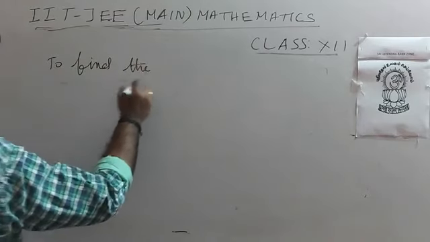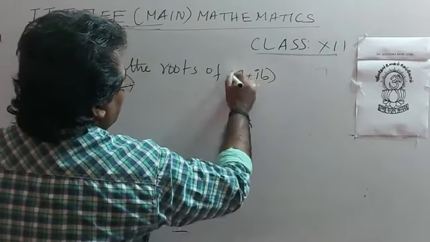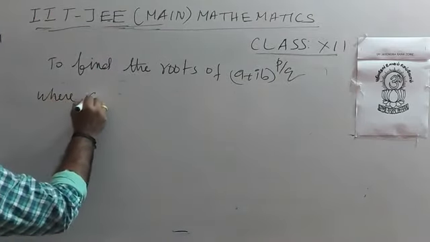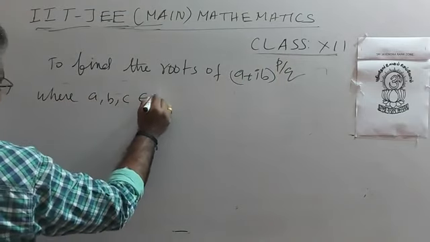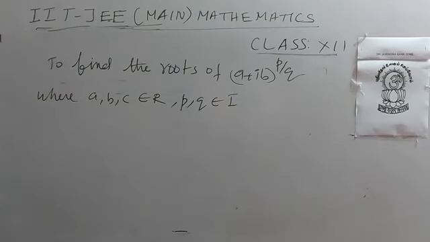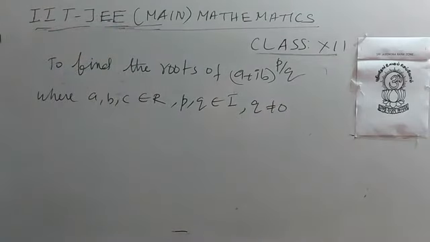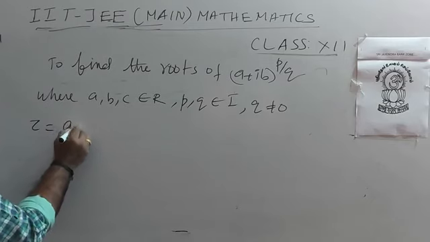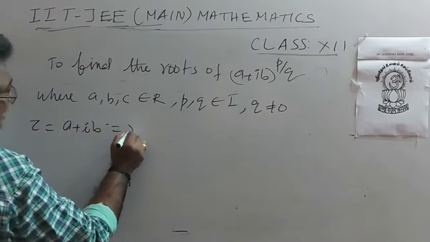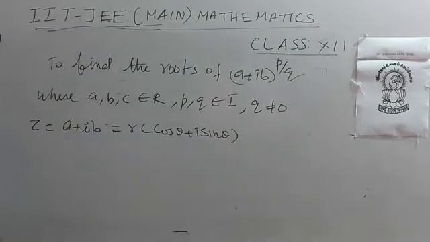To find roots of (a plus ib) whole power p by q, where a, b, c belong to R, p, q belong to I, q not equal to 0. So z equals a plus ib. In polar form, you can write r into cos theta plus i sin theta.